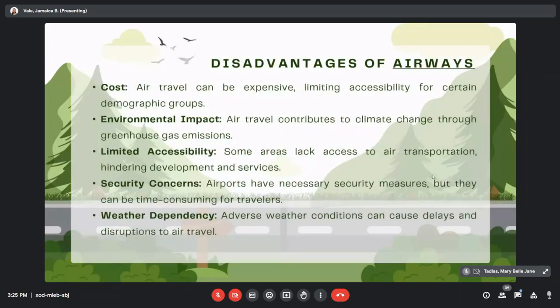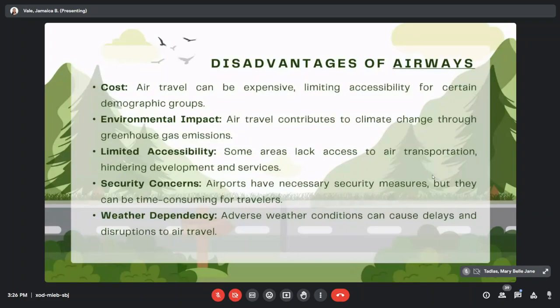Next, we have the disadvantages of airways. First disadvantage will be cost. Air travel can be very expensive, limiting accessibility for certain demographic groups. Another disadvantage of airways will be environmental impact, since air travel contributes to climate change through greenhouse gas emissions. Another will be limited accessibility. Some areas lack access to air transportation, hindering development and service.